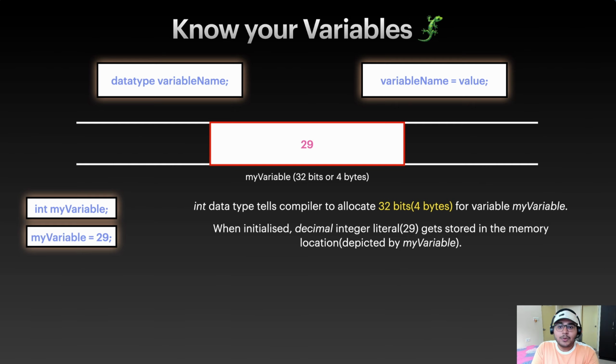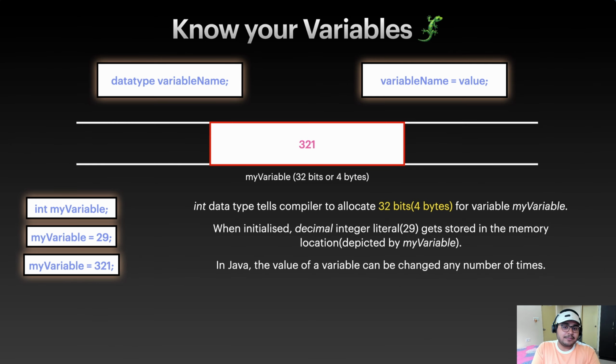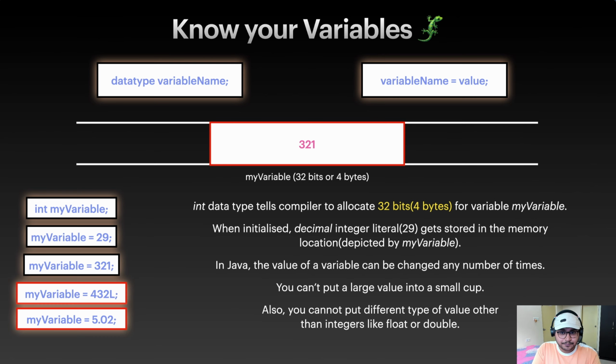Let's say we now assign 29 to this integer variable. Then JVM will replace 0 with the integer literal 29 in the memory. Similarly, if you assign 321 to the variable in future, then 29 will be replaced by this integer literal 321. However, if you attempt to assign the values 432L or 5.02 to our integer variable, the Java compiler will throw an error indicating type incompatible.